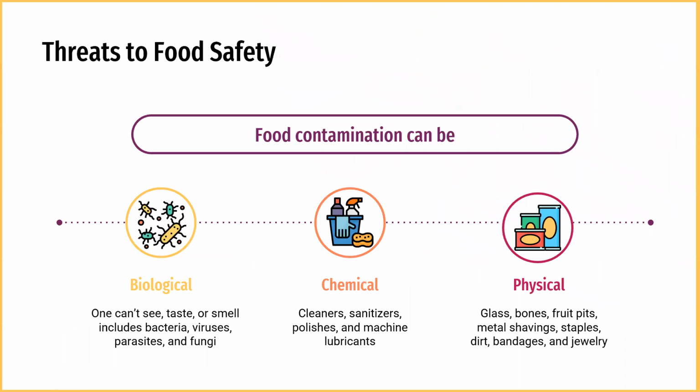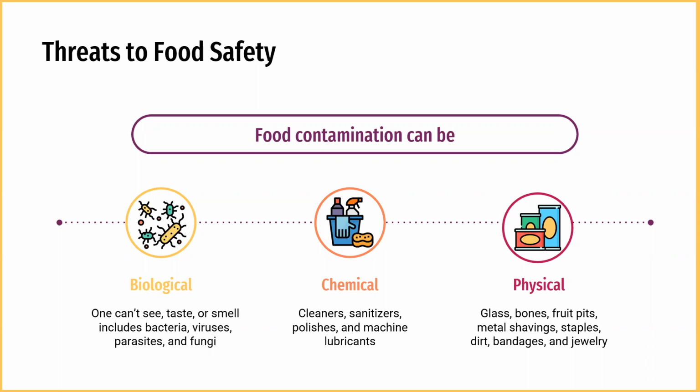So, the threats to food safety. There are three typical types of hazards that can make our food unsafe: biological, chemical, and physical hazards. Biological hazards are tiny forms of life that one can't see, taste, or smell. These include bacteria, viruses, parasites, and fungi. Some of these cause illnesses, and they are called pathogens.